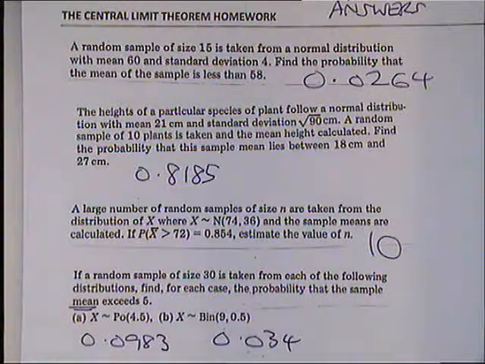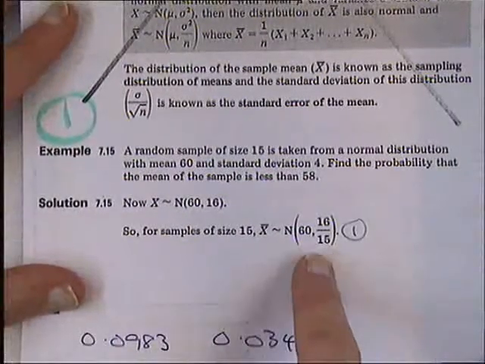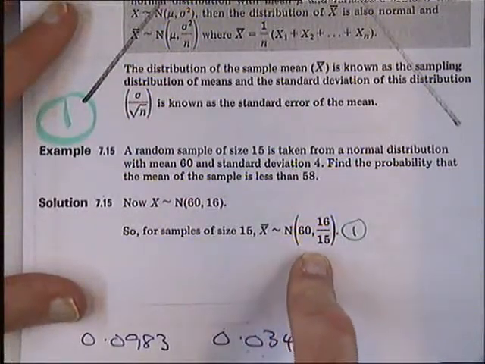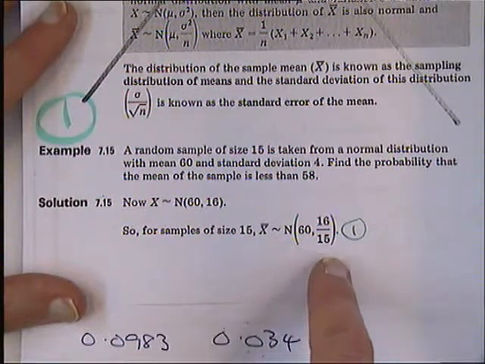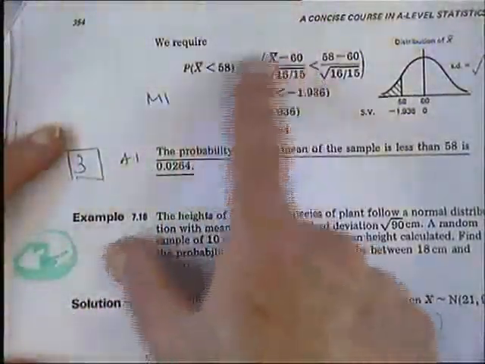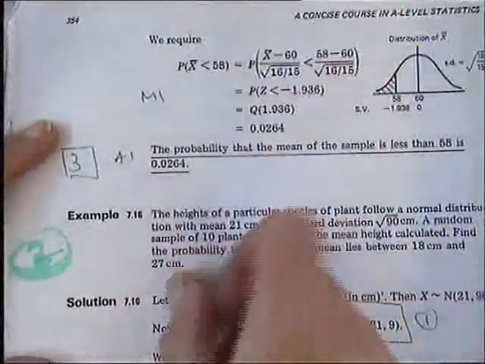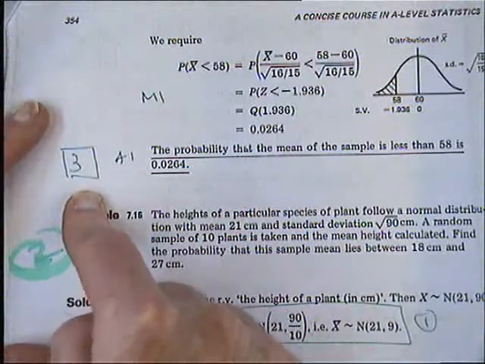the random sample of size 15, I gave 1 mark for stating the correct distribution of x bar, being normally distributed 60 and 16/15. That's for 1 mark. And then the final 2 marks, there's a method mark for doing the stuff that you have to do, and there's an answer mark. So that first question is out of 3.